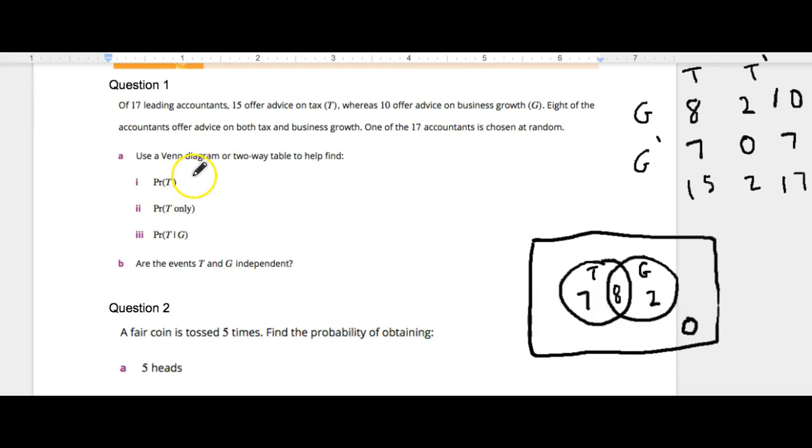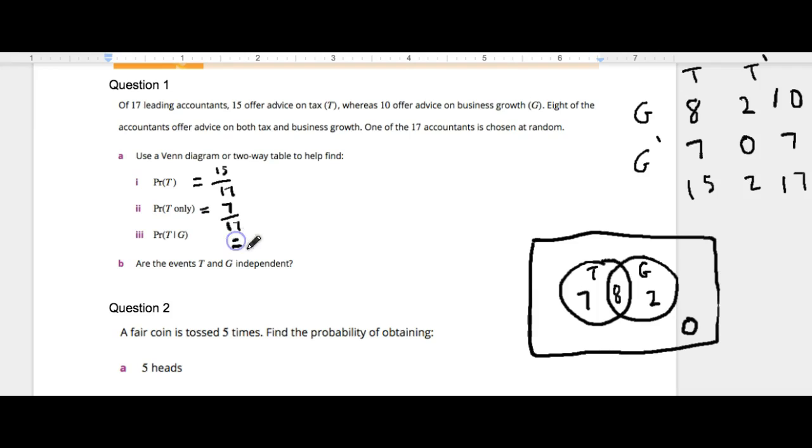Okay, the probability of T. I prefer to go from my two-way table. So if you're doing it from the two-way table, it's 15 over 17. Or you can do it from your Venn diagram. Just remember everything in that T circle is with T, so 7 and 8. T only is just 7. So T but not business growth out of 17.